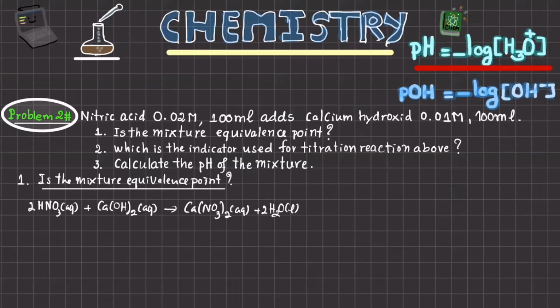You can write another chemical equation: hydronium ion plus hydroxide ion equals 2 molecules of water.